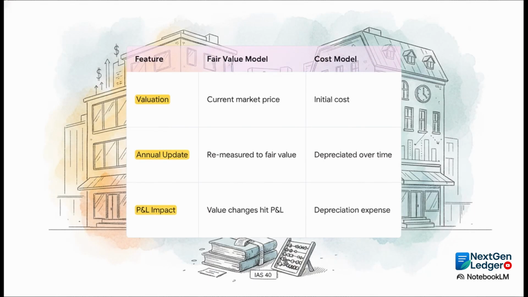So let's break down these two models because they are fundamentally different. With the fair value model, you're basically updating the property's value to whatever it's worth on the market right now, at the end of each year. And any change, whether it's a gain or a loss, goes straight to the income statement. It's very dynamic. The cost model, on the other hand, is the old school approach. You keep it at its original cost, and then you just chip away at that value over time with depreciation. Much more stable, but maybe less real.